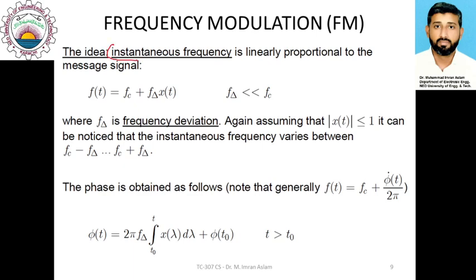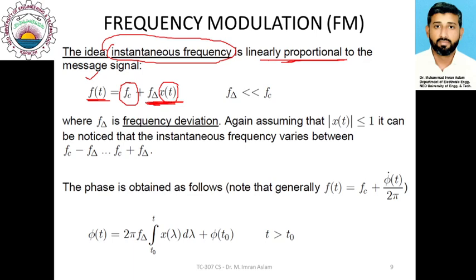So what would be the instantaneous frequency? Actually, the instantaneous frequency should be directly, or linearly, proportional to the message signal. So we represent the instantaneous frequency as the message signal multiplied by some constant, which is f delta. But we should know that there is a base carrier frequency, or a resting frequency as well, which is represented by this constant frequency term fc. So the instantaneous frequency is dependent on two parameters. One is fc and the second is the variation because of the variation in the message signal.